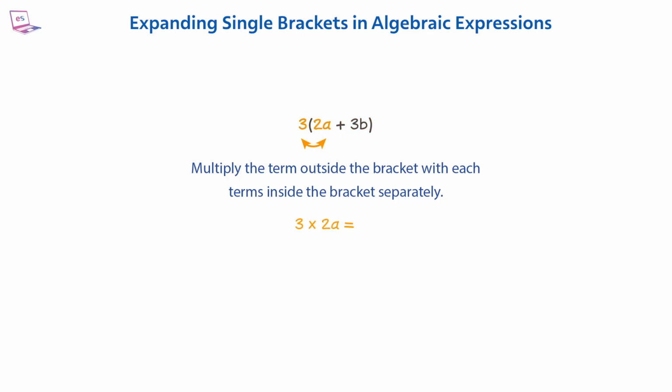3 times 2a is 6a. 3 times 3b is 9b. By combining the terms, we get 6a plus 9b. The simplified expression of 3 times 2a plus 3b equals 6a plus 9b.